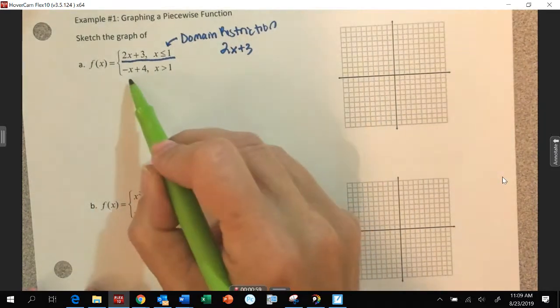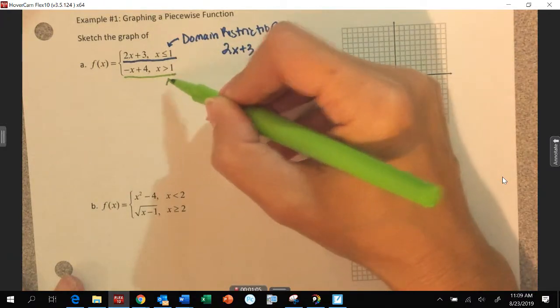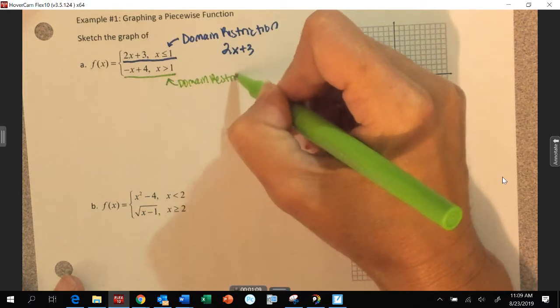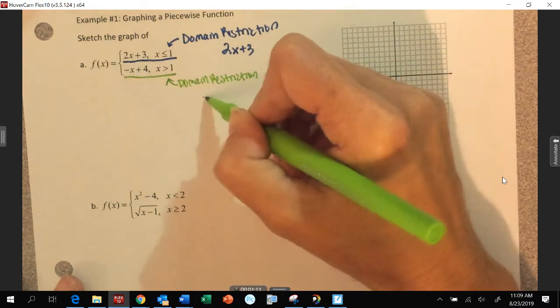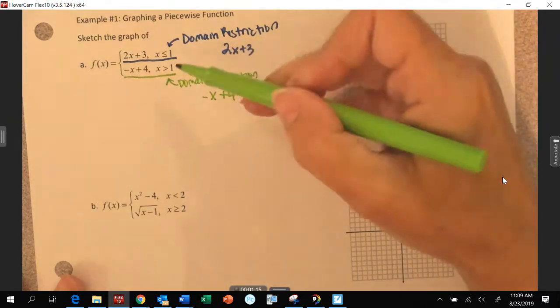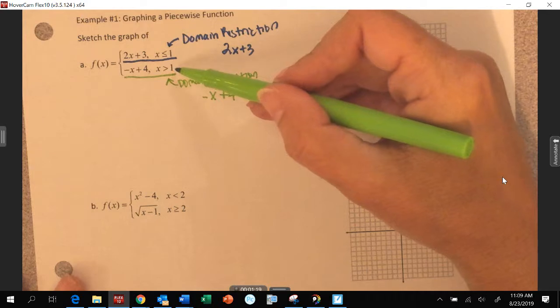And then we look at this one right here, negative x plus 4, comma, x is greater than 1. This, again, is a domain restriction. So we will be graphing negative x plus 4, but we can only use x's that are greater than 1.